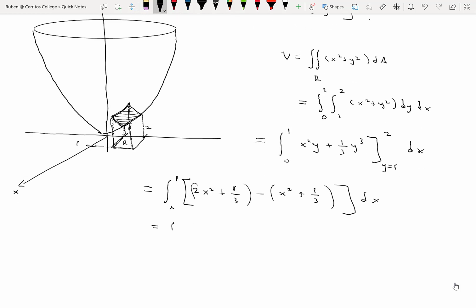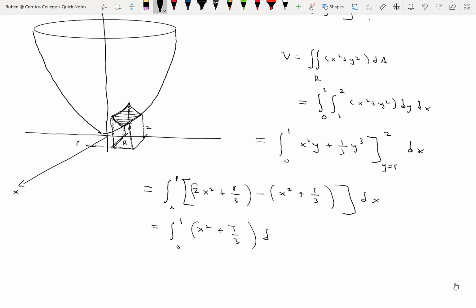So this is how an iterated integral plays out, first with respect to y and then with respect to x. Now we integrate this with respect to x. Let's simplify this a little bit. 2x squared minus 1x squared is x squared. 8/3 minus 1/3 is 7/3.